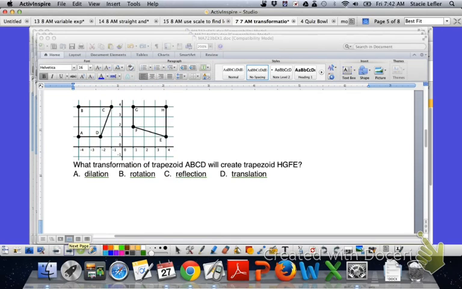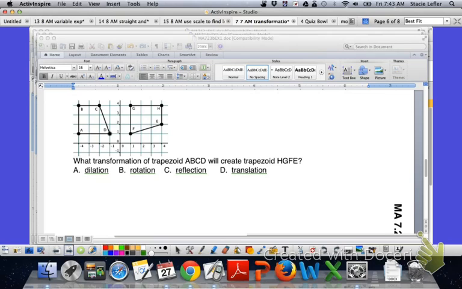What transformation of trapezoid ABCD creates trapezoid HGFE? Go ahead and pause. Well, this one, if we call this one A and this one B, it appears that the trapezoid turned 90 degrees. And a turn is called a rotation. What transformation happened here? This one also turned 90 degrees, and a turn again is a rotation.